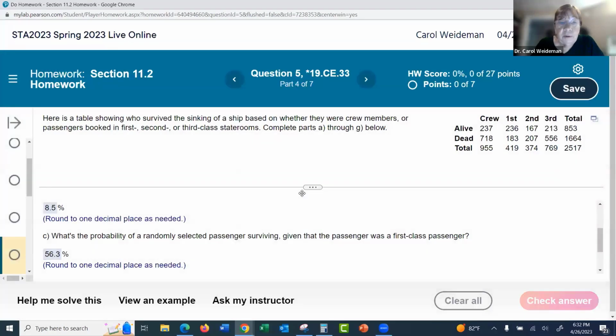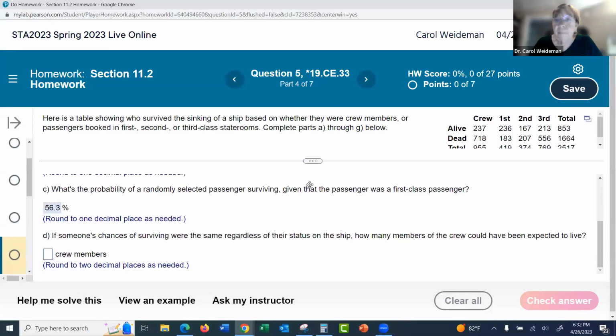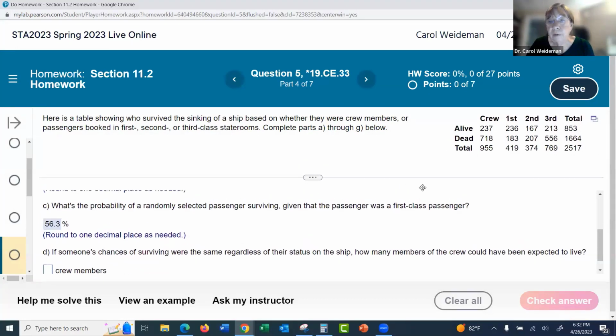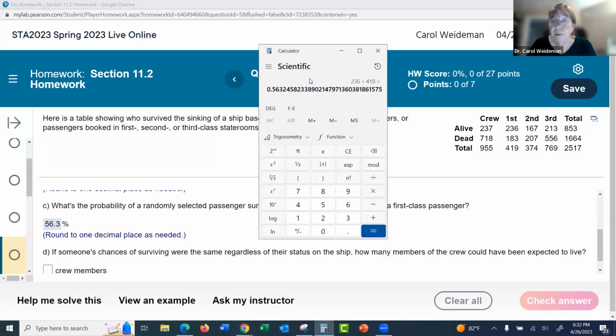Now, before I go on to the next question, that was for first class. Let's look at the crew. What's the probability a person survived given they were a crew member? So now we're focusing on this column here. Again, this is your conditional probabilities from chapter 4. So let's calculate that. We're going to take 237 and divide by the total number of crew, which is 955. And now we have 24.8%.